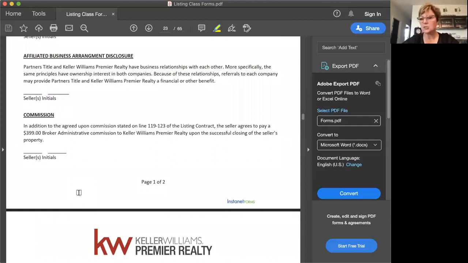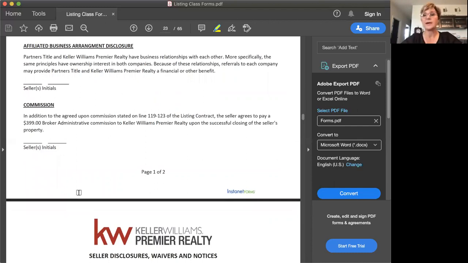Affiliated business arrangement just says that some owners in our Keller Williams Market Center also have ownership in Partners Title, which is in our office. So we have to disclose that obviously there's a financial gain for the owners of our company if your clients decide to close with Partners Title. So you just have to disclose that relationship. Again, they can choose whoever they want, so you're not telling them they have to close with Partners Title, but if they do, obviously, the owners will have a financial benefit from that.